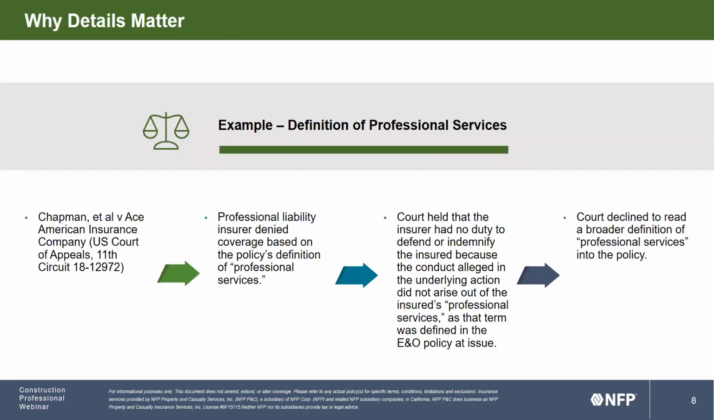So here's an example of why details matter. This is a case law, Ace American versus Chapman et al. The issue here was that there was a professional liability claim and the insurer denied coverage because of the policy's definition of professional services. Now, it's important to note that the definition of professional services in your professional liability policy is paramount. It provides the basis for what coverage you are getting under your policy. If this definition isn't right, then things can go really wrong, as evidenced here.